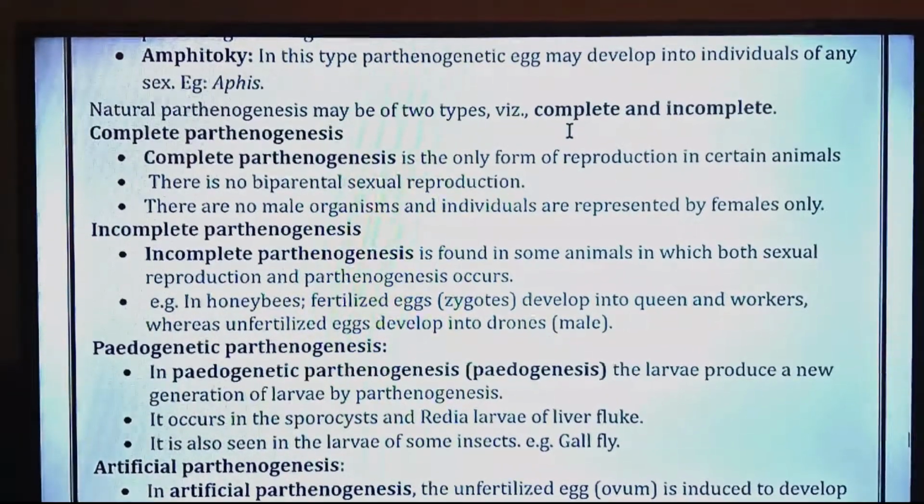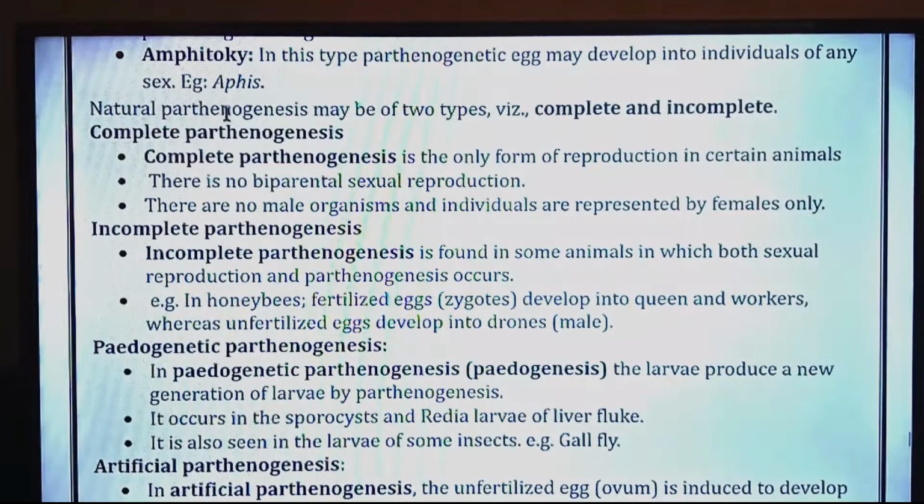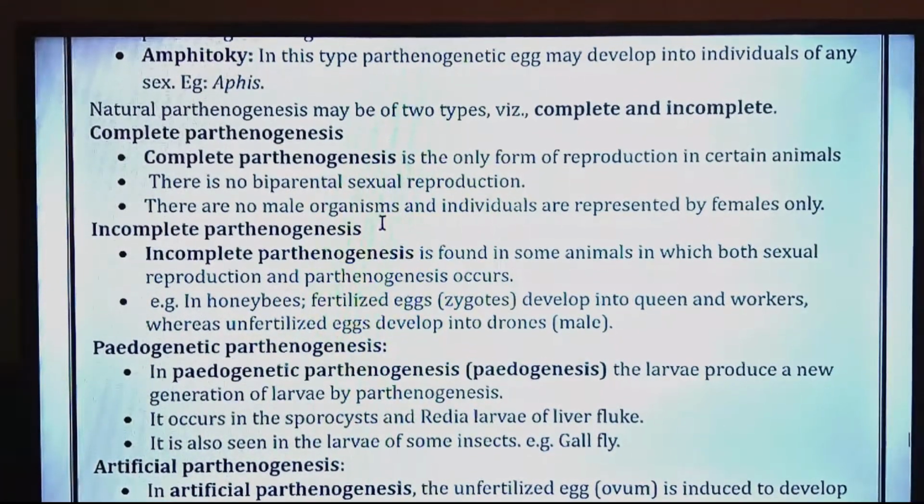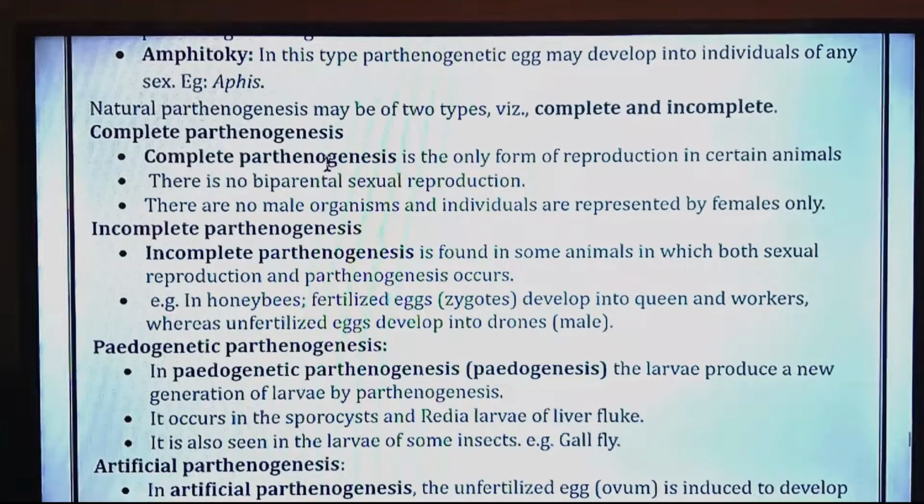So natural parthenogenesis may be of two types again. It can be complete or incomplete. In complete parthenogenesis, the individuals can reproduce only by the parthenogenesis. So there will not be two sexes. There is no biparental sexual reproduction. There is no male organism at all. The individuals are only represented by the females. So complete parthenogenesis alone can take place. They cannot reproduce by sexual method.